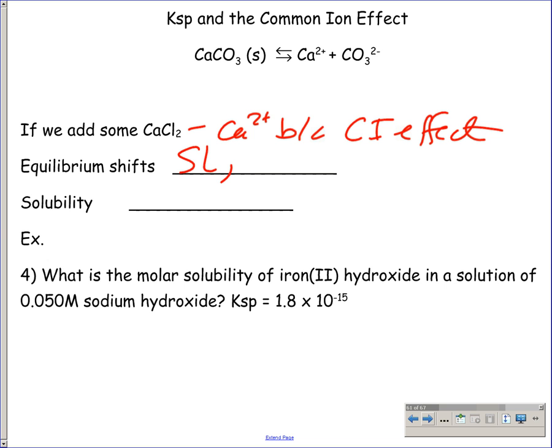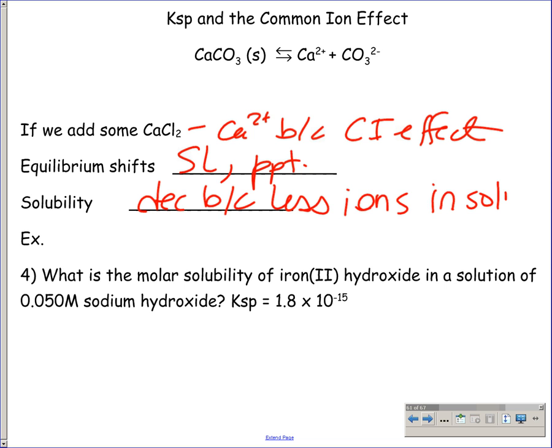So what do you see forming? I see a precipitate forming, which is the calcium carbonate. Does the solubility of calcium carbonate increase or decrease when you add calcium? Decreases. It decreases because there's less ions in the solution, because now you have a precipitate that is formed because of that. So you can affect the solubility of something by adding common ions. That's all the common ion effect is: the effect on the solubility of an insoluble product as you add common ions to that equilibrium reaction.